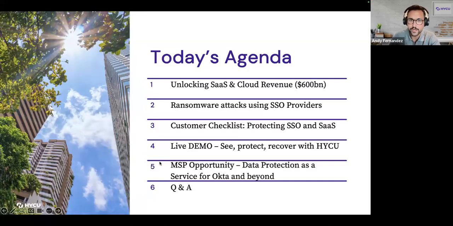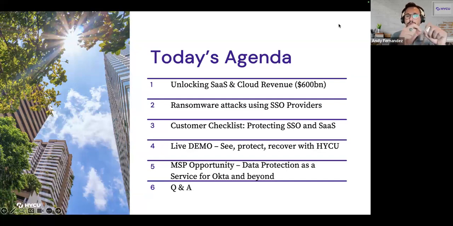When we look at today's agenda, here's going to be the focus. The first thing is we're going to talk about a little bit of a hidden gem and an opportunity here within the MSP community, which is unlocking SaaS and cloud revenue. We're then going to point our attention towards understanding some of the biggest challenges our customers face today regarding ransomware attacks, specifically targeting SSO providers, and even provide a customer checklist that we deliver to our customers that you'll be able to take advantage of as well.